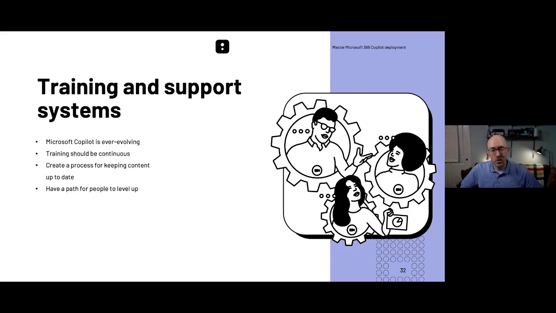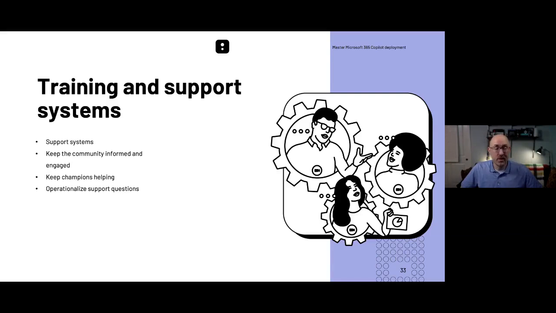Make sure that you are providing training and support systems. This is ever evolving. The name Copilot's changed a couple of times since this was released in the beginning of 2023. So this plane is in the air. They are still building out the wings and the infrastructure on it as we're flying. So make sure you have a training and support system in place around that. It needs to be continuous, and you need to keep that consistent throughout your process. And make sure you're providing a path for people that want to upskill and get to that next level.